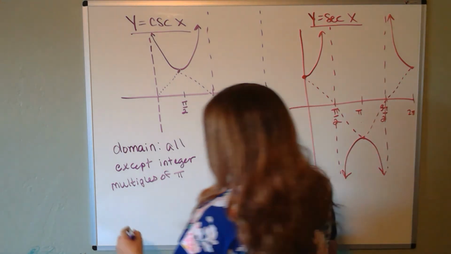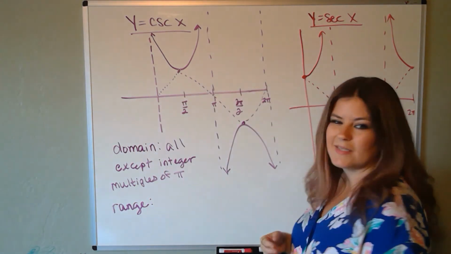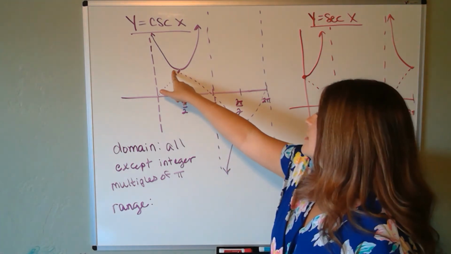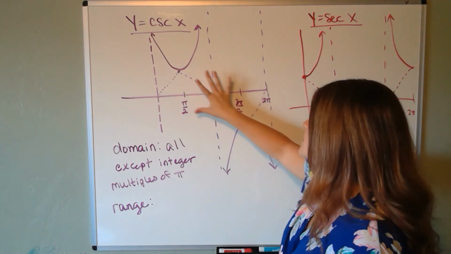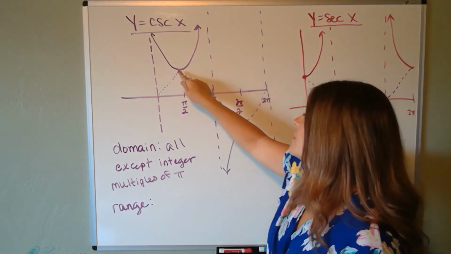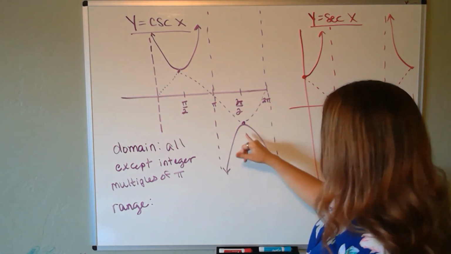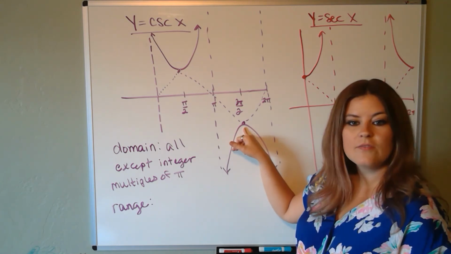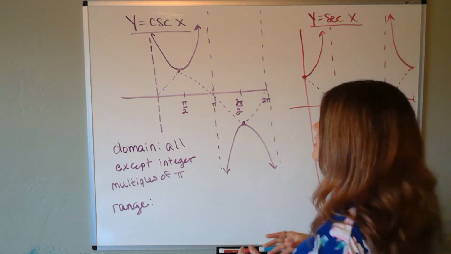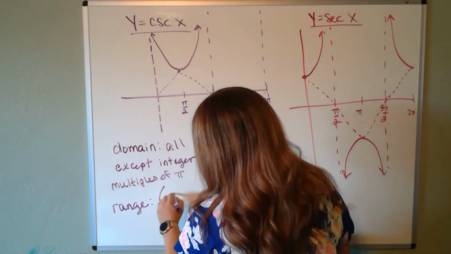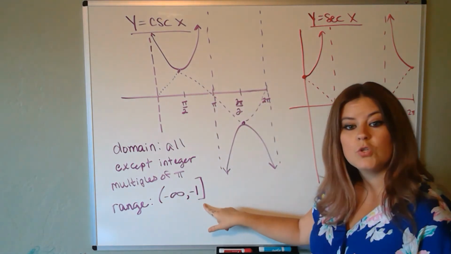What about the range? The range of cosecant is kind of interesting because notice it starts here at 1 and it goes up forever, but then look at all this space. It never touches this center section where the sine function actually touches. And then down here at -1, it goes down forever from there. So our range is going to be 2 intervals. You're going to have a range from -infinity up to -1 with a bracket because it includes -1.